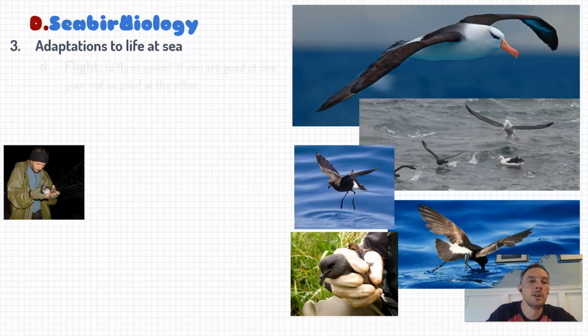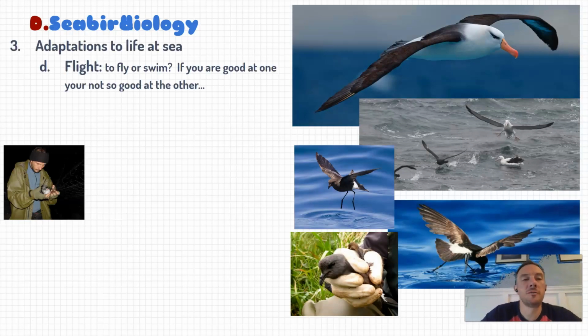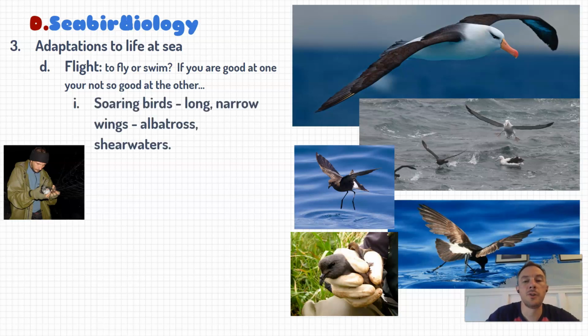Cool. Okay, flight, to fly or swim. In the ocean, seabirds kind of fall into two categories. You're either really good at flying, and you're specially adapted at that, or you're really good at swimming and diving. And there's none that do both very well. So if you're a flying bird, here's some of your adaptations.